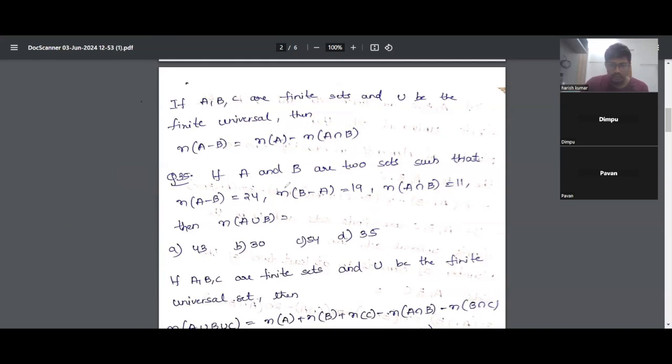All right, let's go to the 35th question. If A and B are two sets such that n of A minus B is 24, n of B minus A is 19, n of A intersection B is 11, then n of A union B is, right? So again, let's take A, B, C. N of A minus B means only the A part, that is 24. N of B minus A, that is only the C part, that is 19. N of A intersection B, the common part B, is 11. A union B means all the parts must be added, that is A plus B plus C, right? So 24 plus 11 is 35, 35 plus 19 is 54, right?